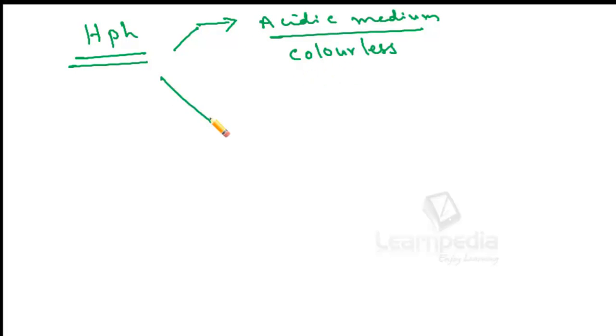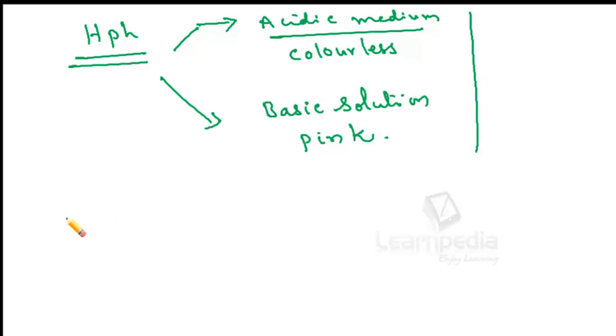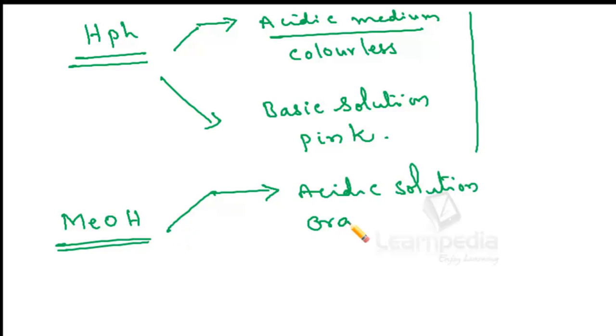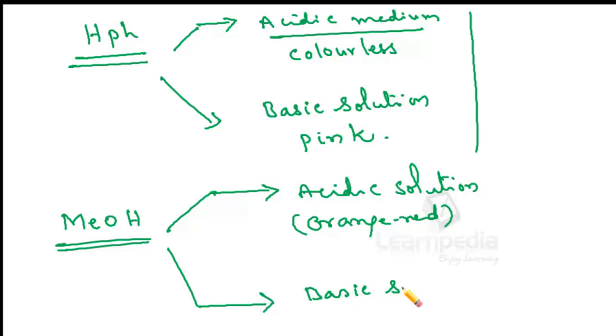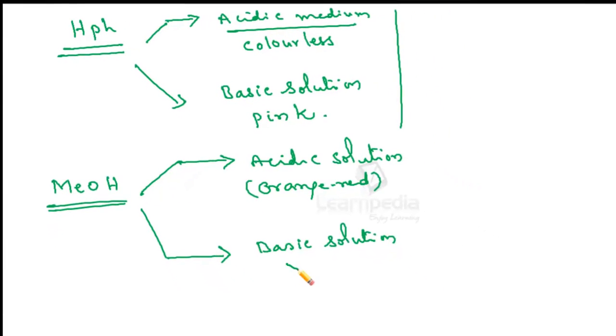But the same phenolphthalein, when added to an aqueous solution of basic nature, what is the color developed? We could see that the solution develops pink color. Thus phenolphthalein has got the property of giving different colors in aqueous solution. Then what about methyl orange? When a drop of methyl orange is added to an acidic solution, orange or orange red color is developed. Whereas the same drop of methyl orange when added to basic solution, we find the whole solution turning yellow in color. Thereby we conclude that methyl orange has got the property of giving orange red color in acidic medium, whereas in basic solution it develops yellow color.